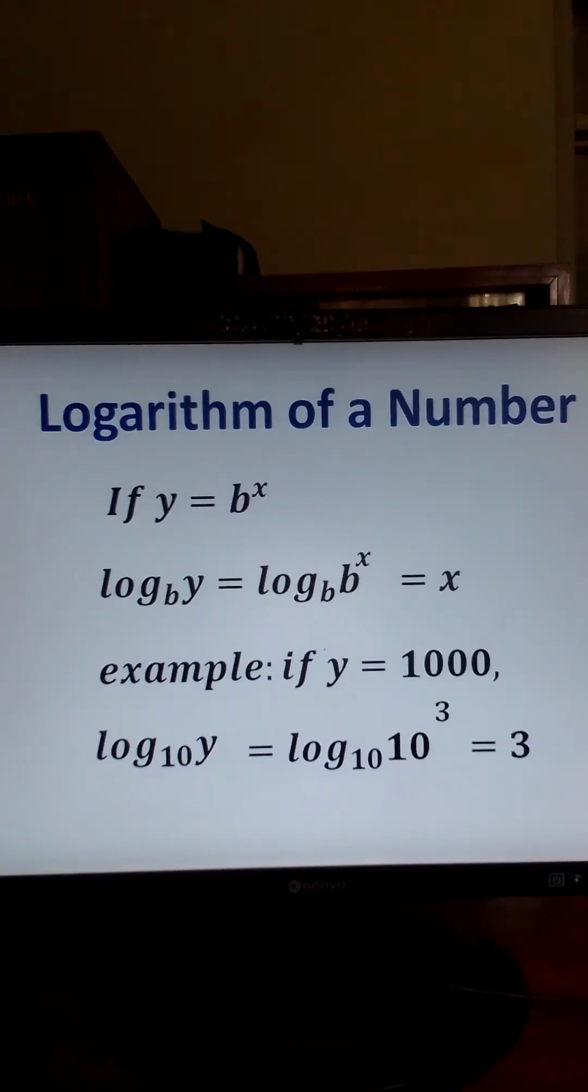Welcome to Samuel Academy. I want to explain how we can use logarithms to multiply numbers or divide numbers.